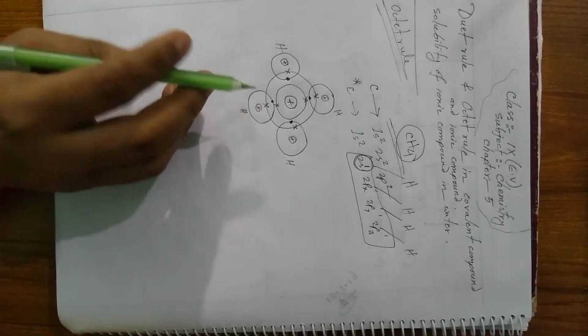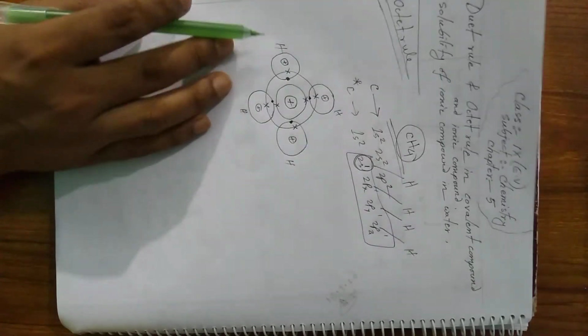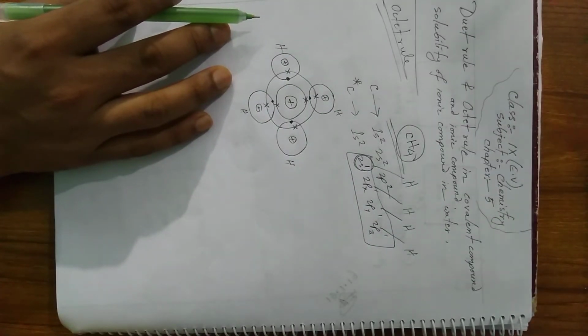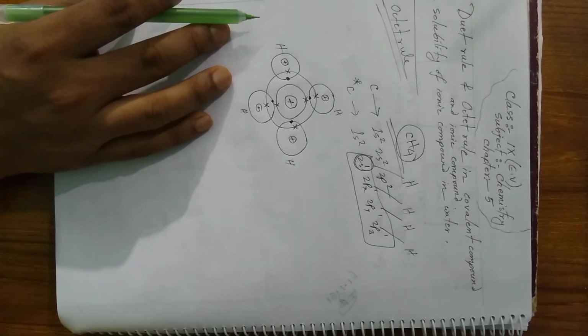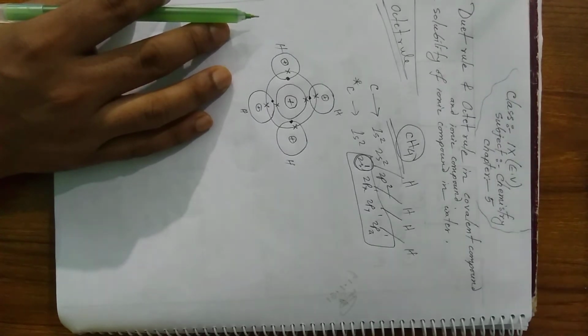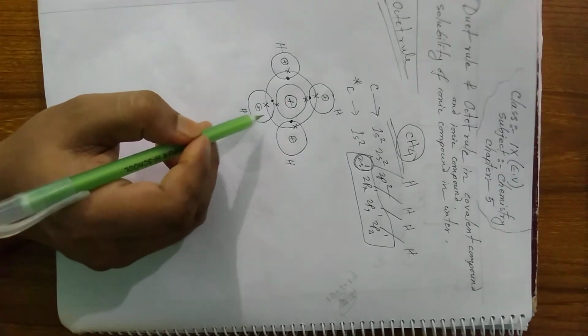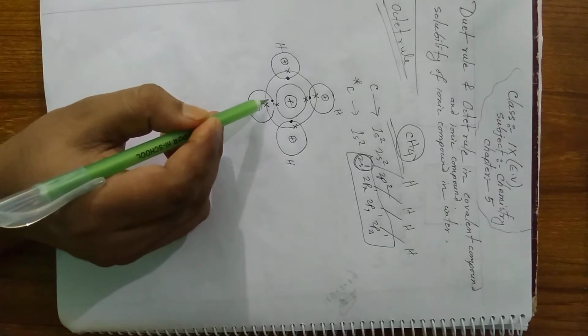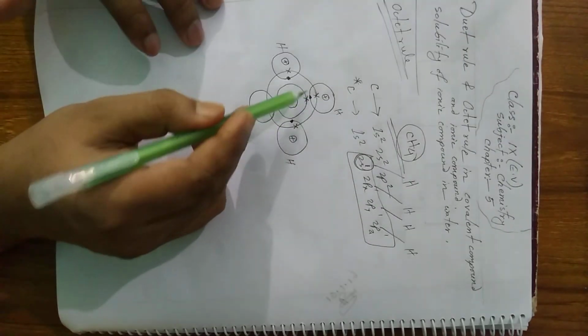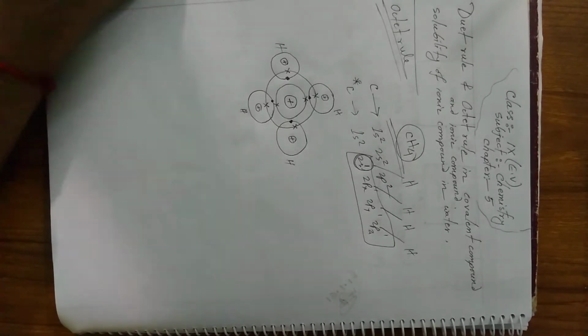Now, the duet rule. Constituting a molecule, atoms will have one or more pairs of electrons. If we see the last orbit of carbon, we can see there are four pairs. One pair, one pair, one pair, one pair. There are four pairs of electrons. Ultimately, there is no unpaired electron in the valence shell. So this is the duet rule, and it follows the duet rule also.